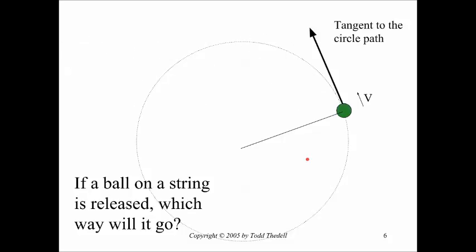Well, of course, it's going to go exactly the direction that the velocity is at that moment. And so the velocity is tangent to the circle, so that ball would fly straight along that line. It's not easy to demonstrate, but perhaps I will in class.